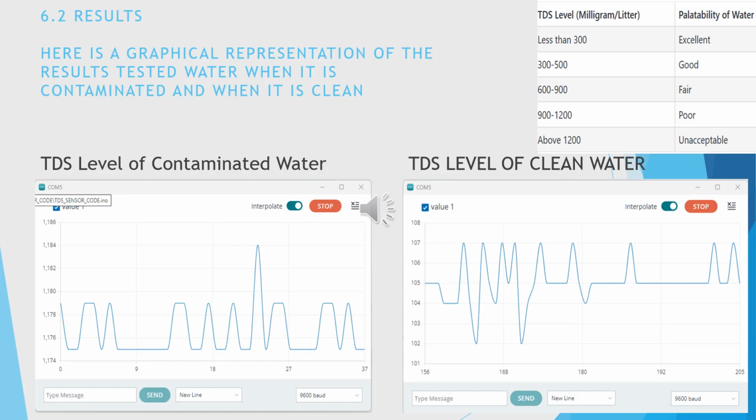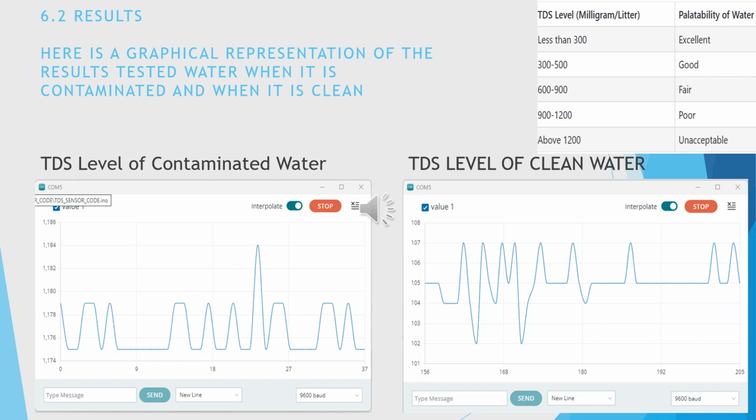So looking at our two graphs, these are graphical representations of the tests performed by our system when it was testing the contaminated water TDS levels as well as testing the clean water TDS levels. TDS levels are the ones that tell us whether or not the water is safe to be taken out of the system and used or consumed by humans. Looking at the table at the top right, it shows us the different levels of TDS and whether or not they are good or bad for consumption.